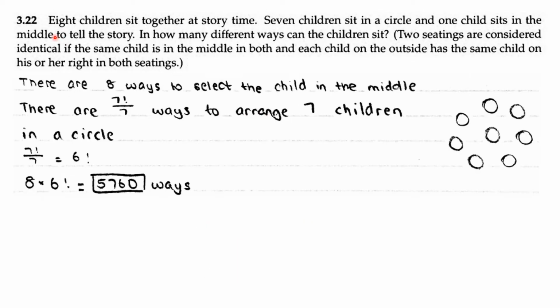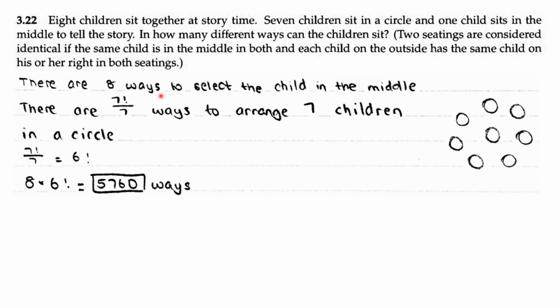AoPS counting and probability 3.22. 8 children sit together at a story time. 7 children sit in a circle, and 1 child sits in the middle to tell the story. How many different ways can the children sit? 2 seatings are considered identical if the same child is in the middle, and each child on the outside has the same child on his or her right in both seatings.